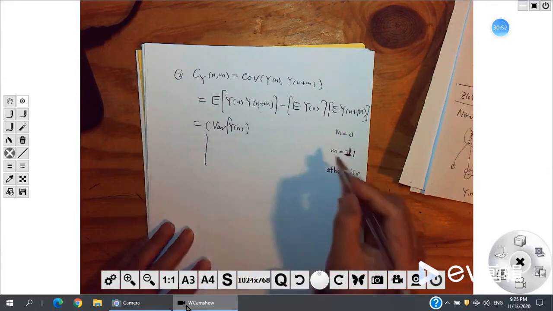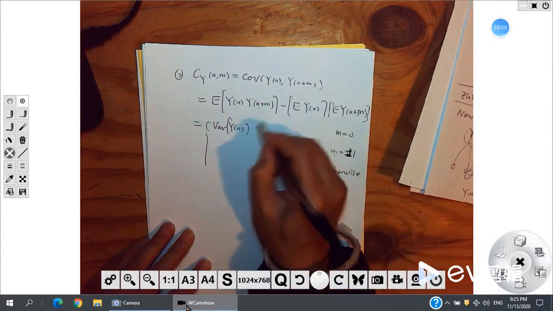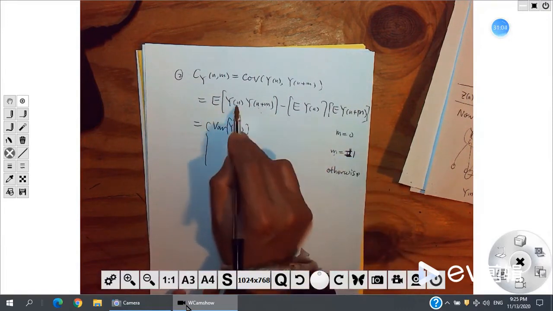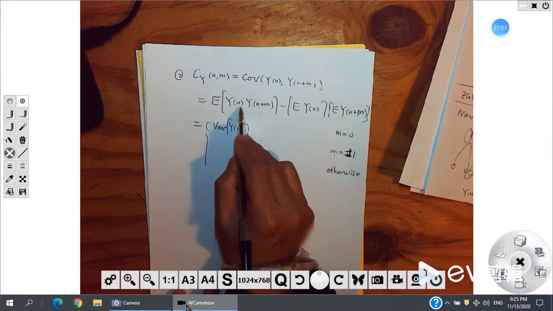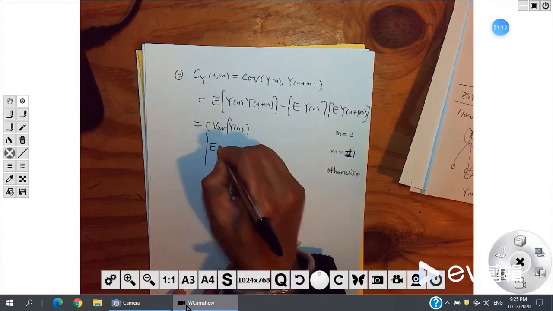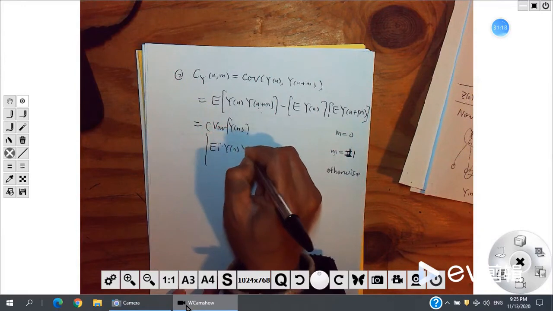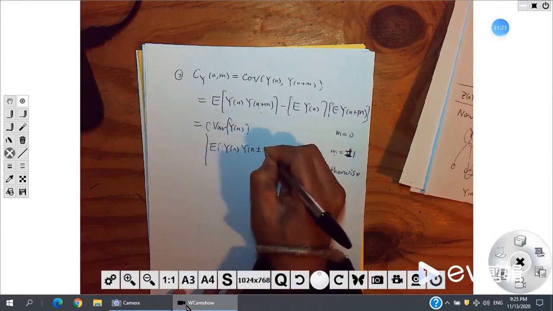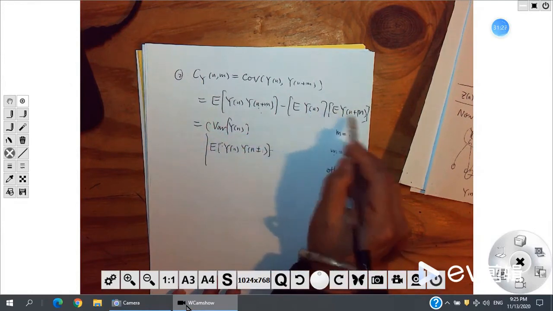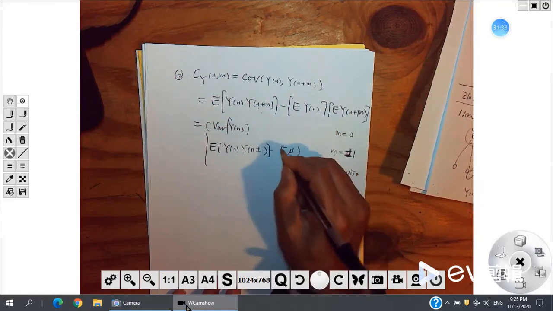When m is positive or negative 1, then they are related. I need to calculate, so I write e of y of n and y of n plus or minus 1, minus the product of the means. Here it doesn't matter what n is. This will be mu, and this is another mu, so it's always mu squared.